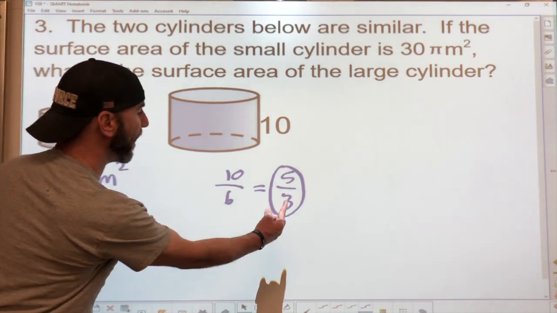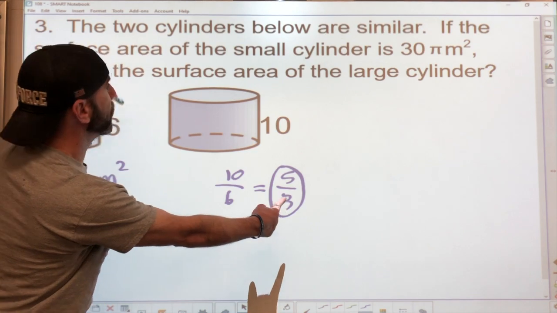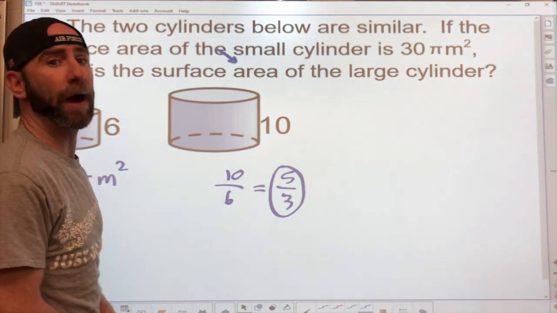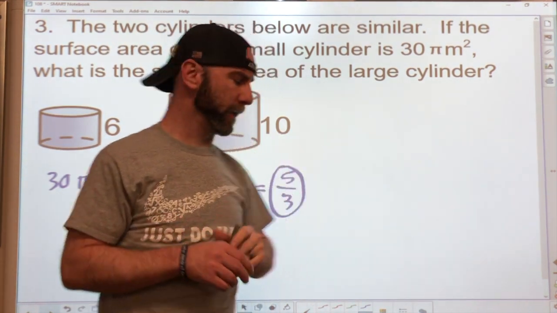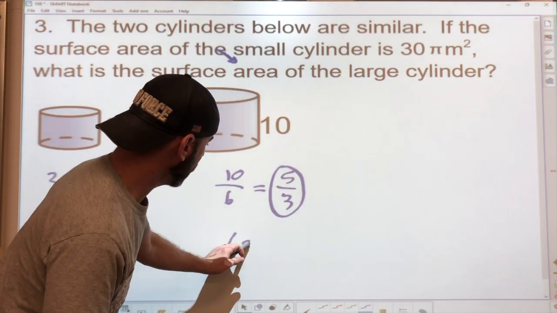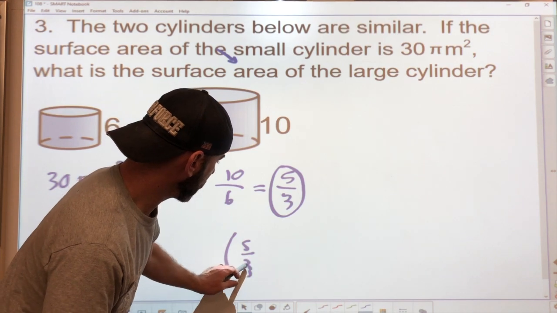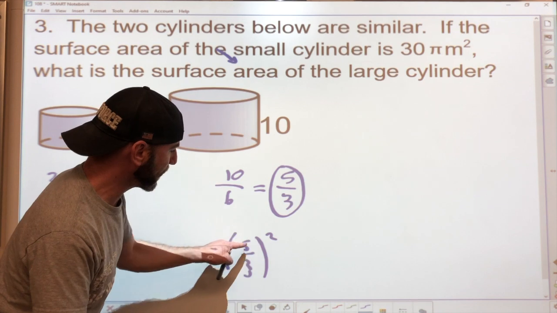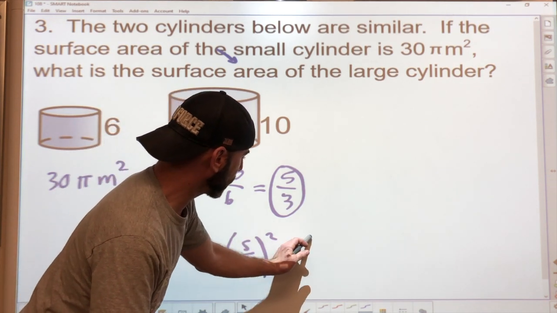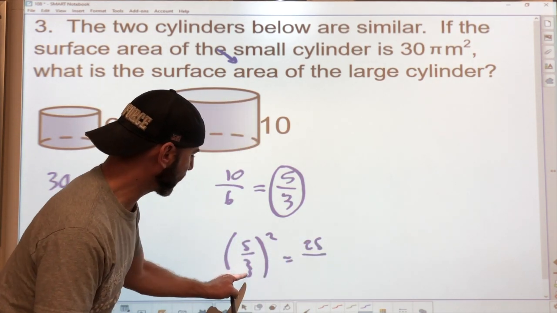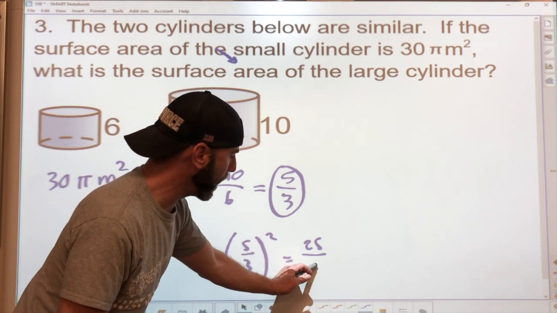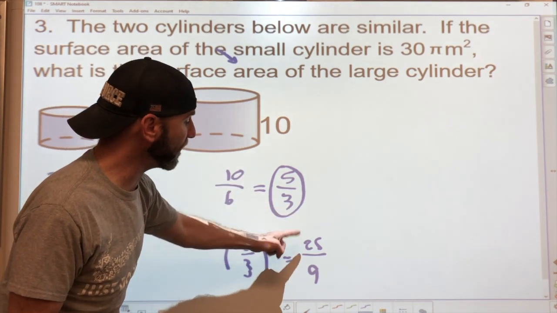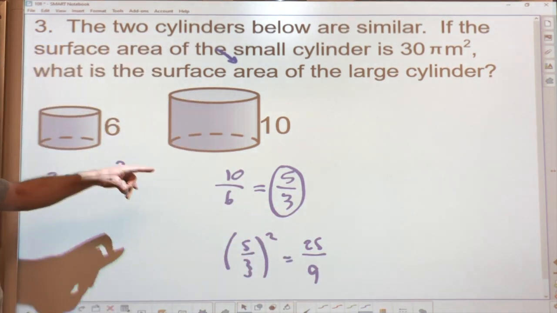So here's the scale factor, but because we're dealing with area, what are we going to do with this? Raise it to the power of 2 because area is squared. So we're going to do 5/3 squared. Now this is going to be 5 to the power of 2, which is equal to 25. And this is going to be 3 to the power of 2, which is 9. And so the surface area of this cylinder is 25/9 larger than this.